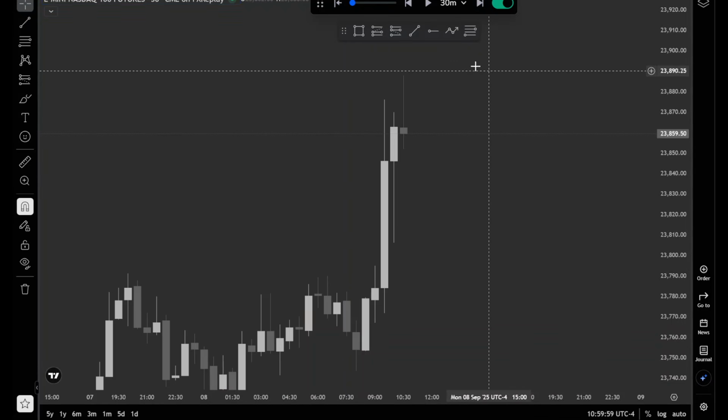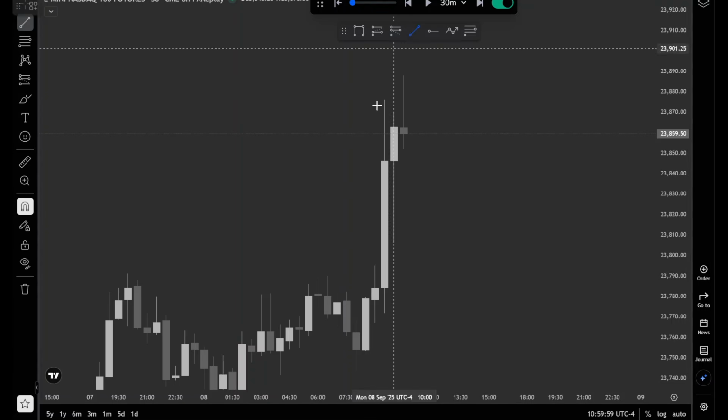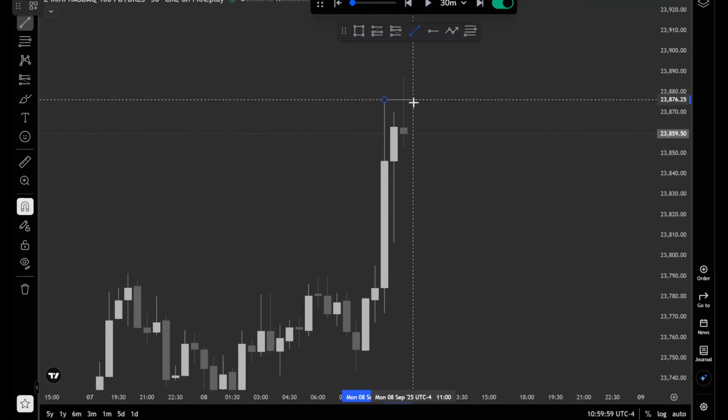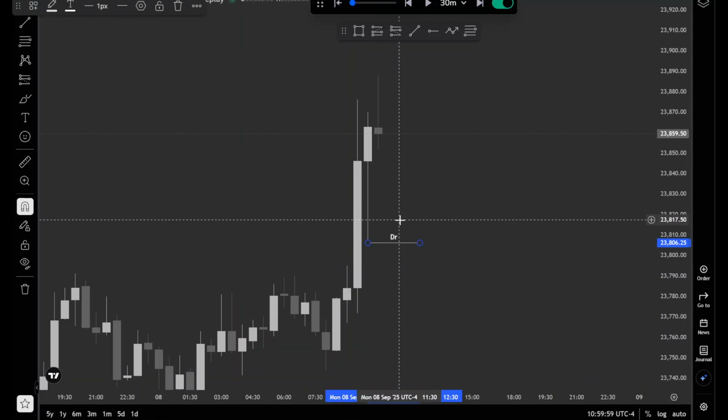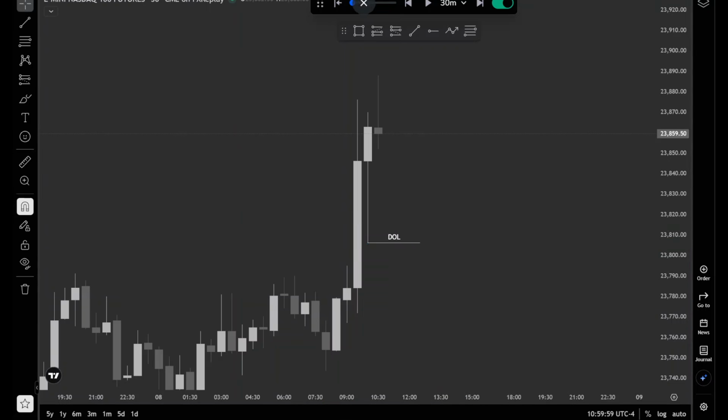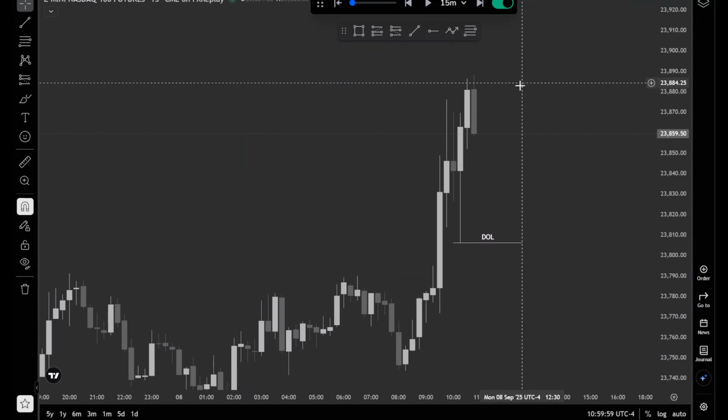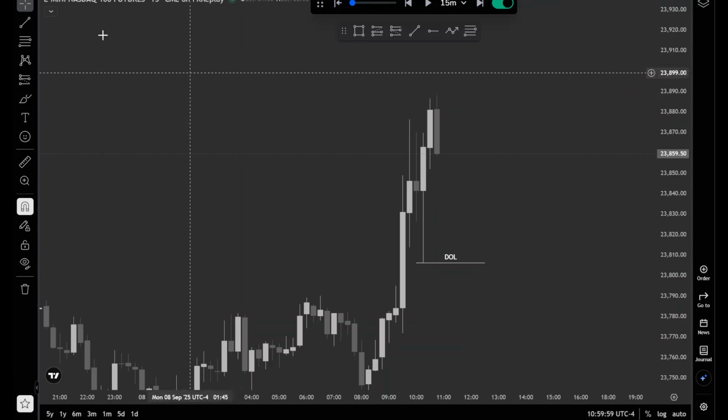This doesn't look bad. You can see how we react off that rejection block. We sweep out this liquidity as well. And we form our 30-minute CRT. So this is our CRT low, which will be our draw on liquidity. All right. 15-minute looks solid. We get a mini CRT here.